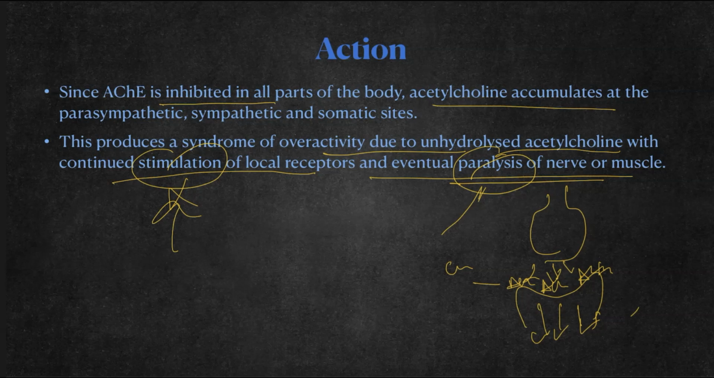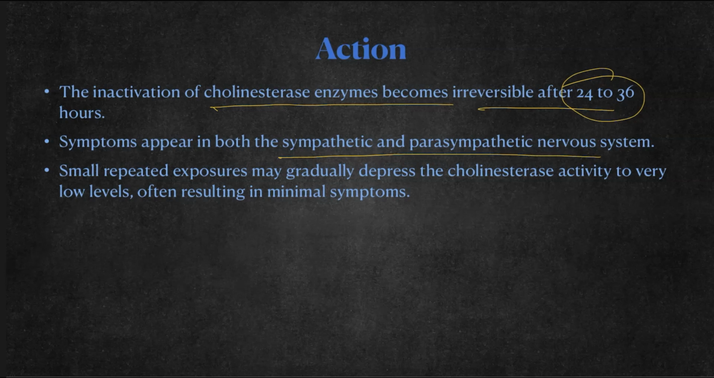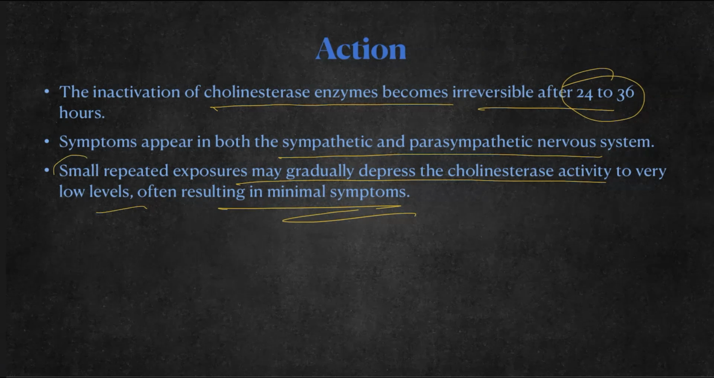First it causes stimulation, then later on it causes paralysis of that muscle. The inactivation of the cholinesterase enzyme becomes irreversible after 24 to 36 hours. Symptoms appear in both the sympathetic and parasympathetic nervous systems. Small repeated exposure may gradually depress the cholinesterase activity to very low levels, often resulting in minimal symptoms. So if a person is exposed to small doses, like someone who sprays OP compounds chronically, the cholinesterase activity is at very low levels, resulting in minimal symptoms.